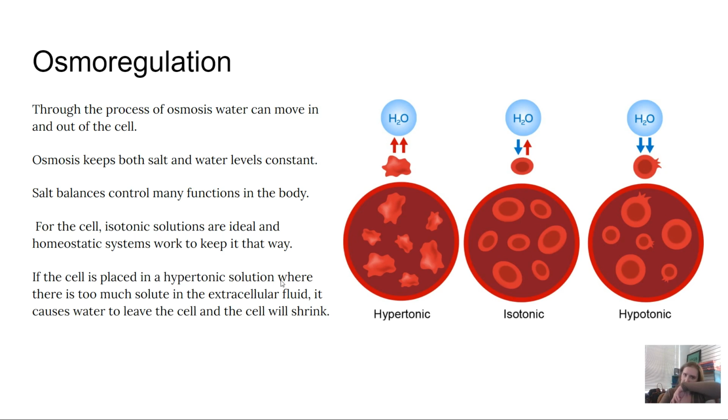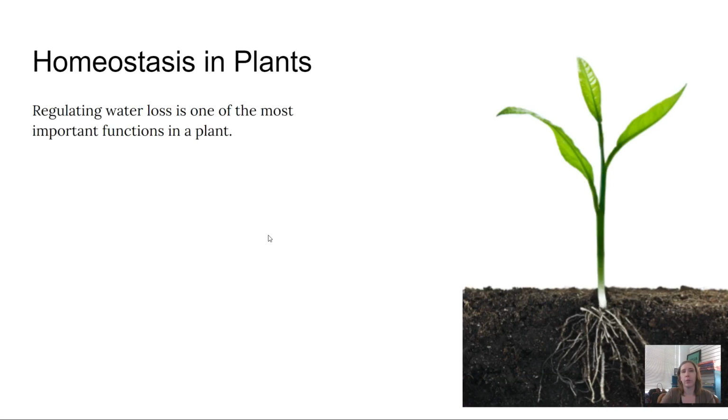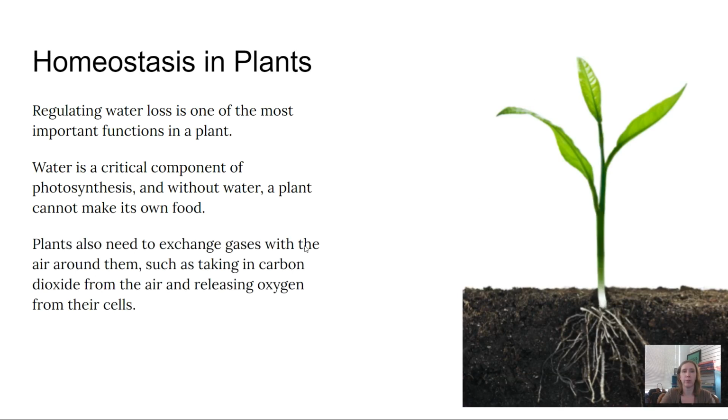If a cell is placed in a hypertonic solution where there's too much solute in the extracellular fluid, it causes water to leave the cell and the cell will shrink. Okay, homeostasis in plants. Regulating water loss is one of the most important functions in a plant. Water is a critical component of photosynthesis, and without water, a plant cannot make its own food.